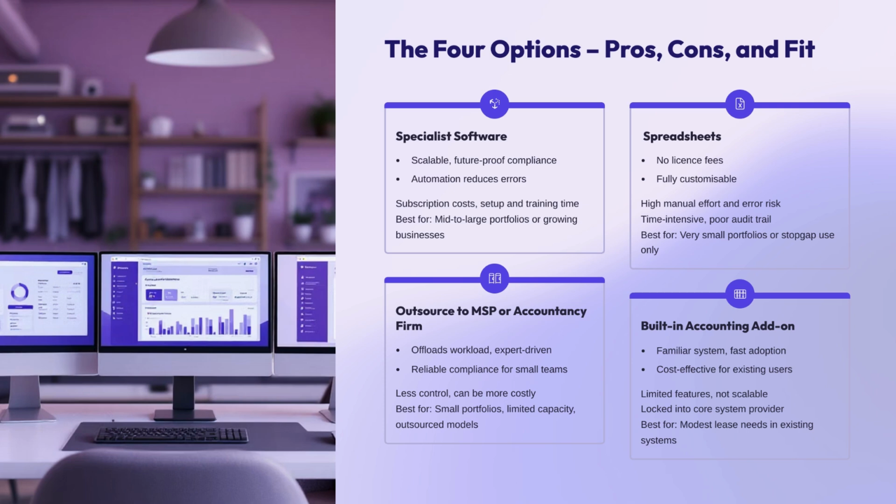Built-in accounting add-ons. Finally, lease modules built into your existing accounting software. These are add-ons, like fixed asset or payroll modules, integrated into systems like QuickBooks, Sage, or SAP. But in reality, there is limited availability of these modules at this moment in time. The advantages: familiar interface, easier adoption, and potentially lower costs for existing users. But you are limited in features, tied to your software provider, and exposed if your system changes. These add-ons can work well for modest lease needs, especially in systems you plan to stick with long-term.